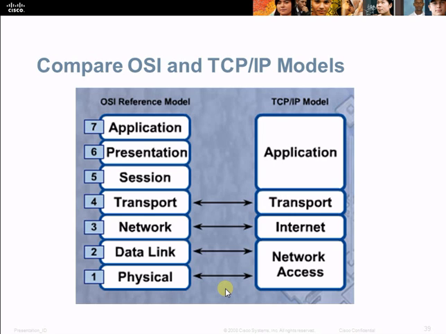So in the OSI model, there are 7 layers. In the TCP model, there are 4. So 1 and 2 relate to the network access in the TCP. Network and internet are direct, transport to transport. And then the application layer is the 5, 6, and 7 layers of the OSI reference model.